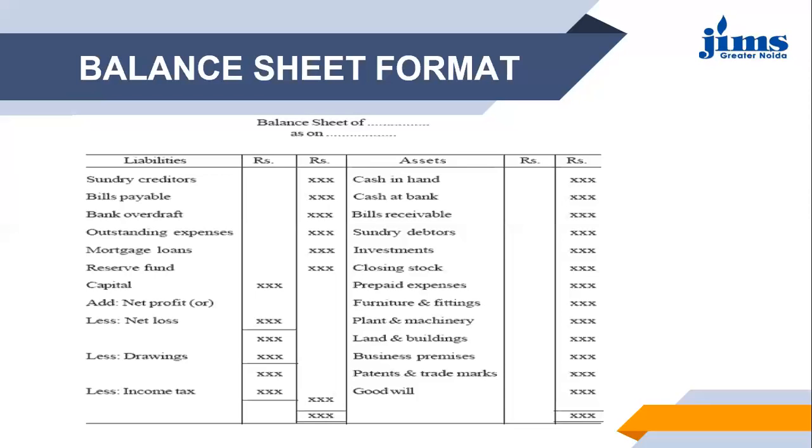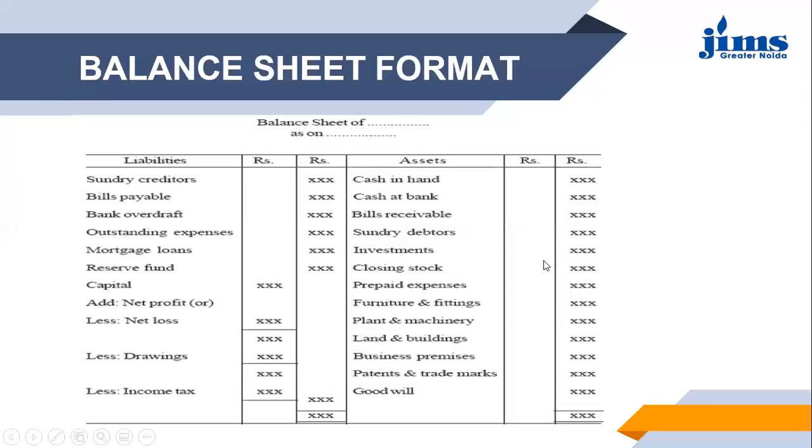If in a question it has been mentioned that there are certain drawings, then those drawings need to be reduced from the capital amount. And if income tax is being paid by the owner, then obviously that income tax will also be reduced, and the final amount of capital after considering all the adjustments will be taken to the final column of the balance sheet.